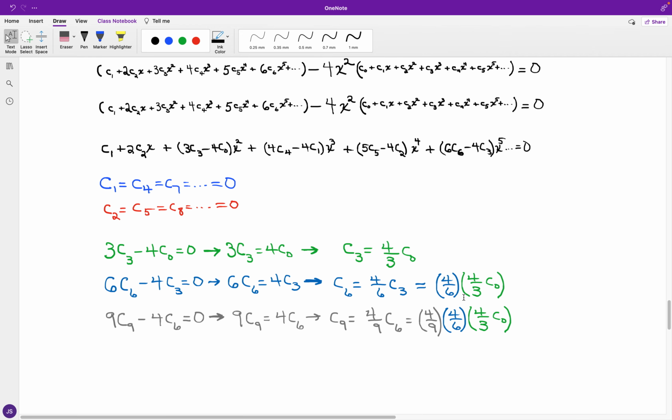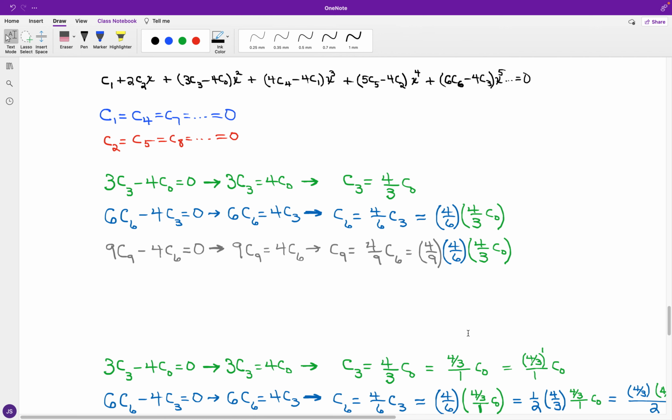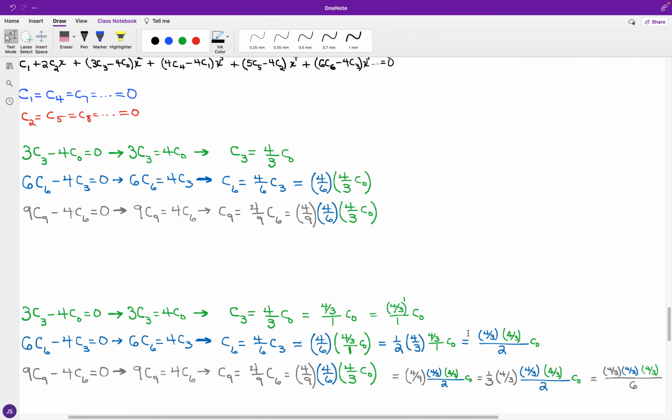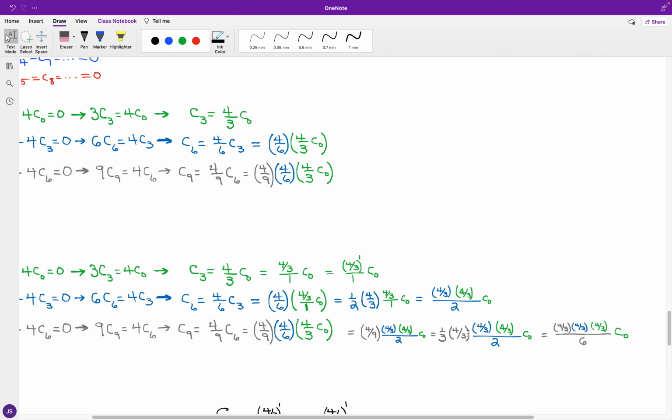we have c sub 3 is equal to 4/3 of c naught, and pairing up what we have with c sub 3, we have 6 c sub 6 equal to 4 c sub 3, and c sub 6 in terms of c naught will be 4/6 of 4/3 of c naught, and so on every three constants. So we have c sub 9, that'll be 4/9 of 4/6 of 4/3 of c naught. And just putting this in terms of the familiar zone with factorial notation.